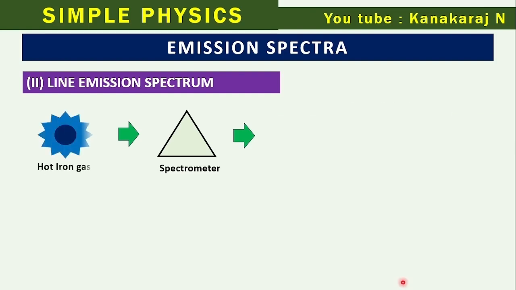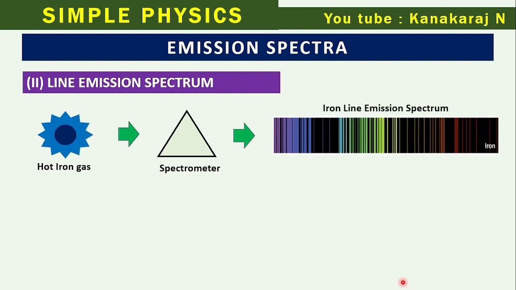Third one, let us use hot iron gas. This gives its own characteristic line spectrum. It looks like this. It's the iron line emission spectrum. So every individual source has its own characteristic spectra.